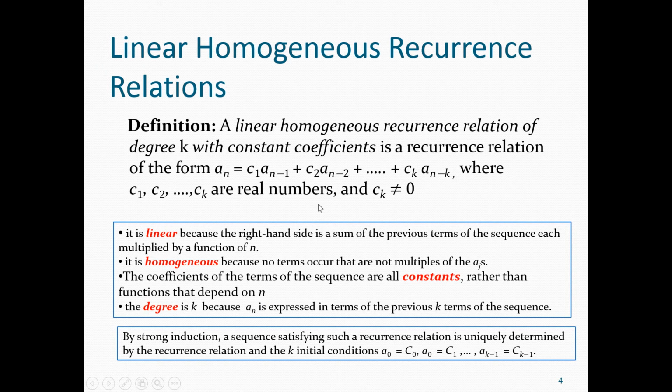Next, the degree. The degree is k because an is expressed in terms of the previous k terms of the sequence. That is why the degree of the recurrence relation is k. Because an is expressed as a linear combination of the previous k terms.